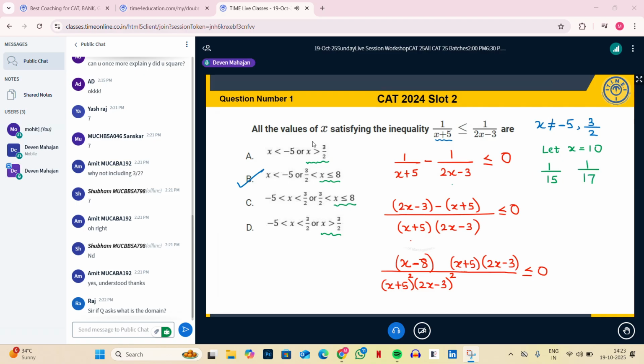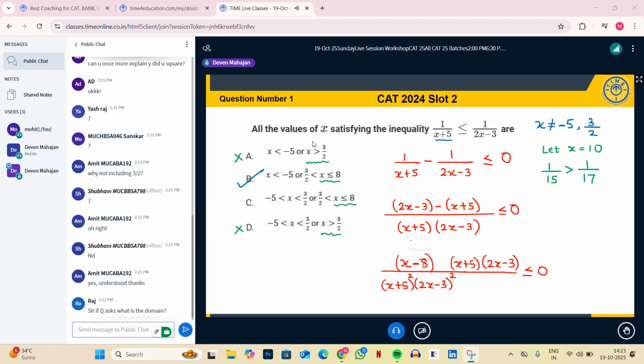अभी इनमें बड़ा नंबर है 1/15. 15 अगर छोटा है 17 से, रेसिप्रोकल लेने के बाद 1/15 will be bigger than 1/17. And that means what? It is not fitting the inequality. हमें जो लेफ्ट हैंड साइड का छोटा नंबर चाहिए था, वो लेफ्ट हैंड साइड पे बड़ा नंबर आ रहा है. So x equal to 10 does not work. And if x equal to 10 does not work, option A cannot be our correct answer, D cannot be the correct answer. तो दो ऑप्शन एलिमिनेट हो जाते हैं.